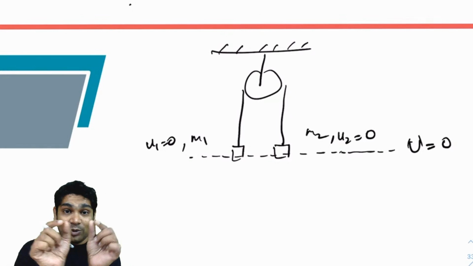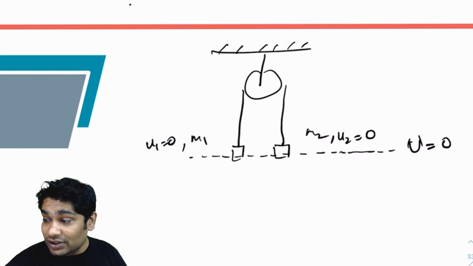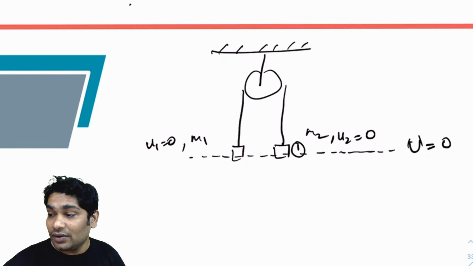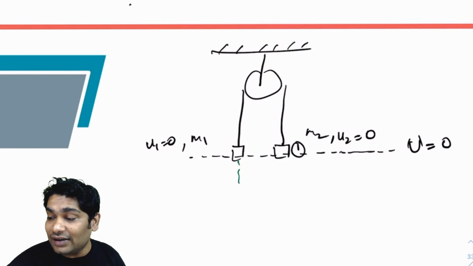So I'm assuming initially both the masses were here and both of them were at rest. Now, this is my position 1. All right, so this is position 1. Now let's talk about position 2. Let's assume both the masses started moving and this guy came down by a distance x after some time.